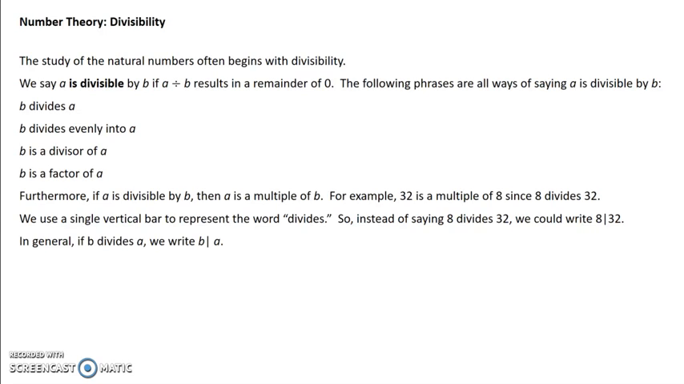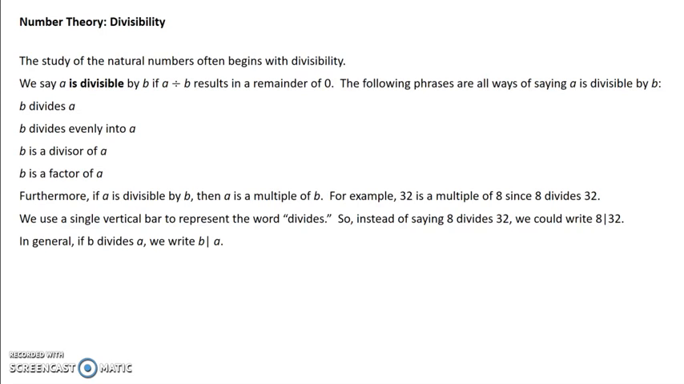Alright, let's talk about divisibility. So the study of natural numbers often begins with divisibility. We say that A is divisible by B if A divided by B results in a remainder of 0. So the following phrases are all ways of saying A is divisible by B. So these all mean the same thing.